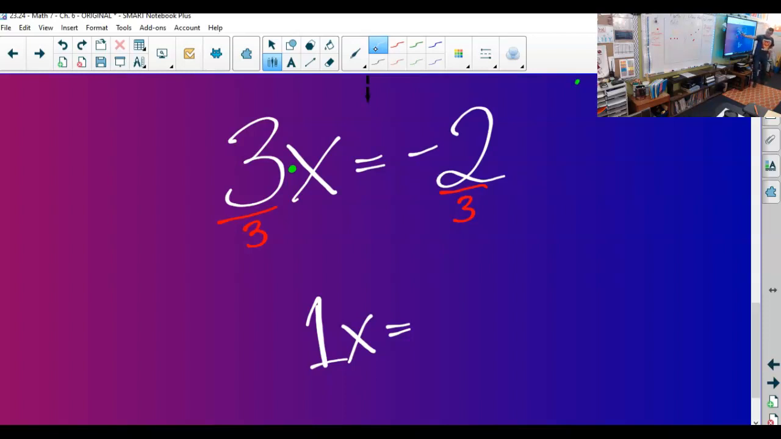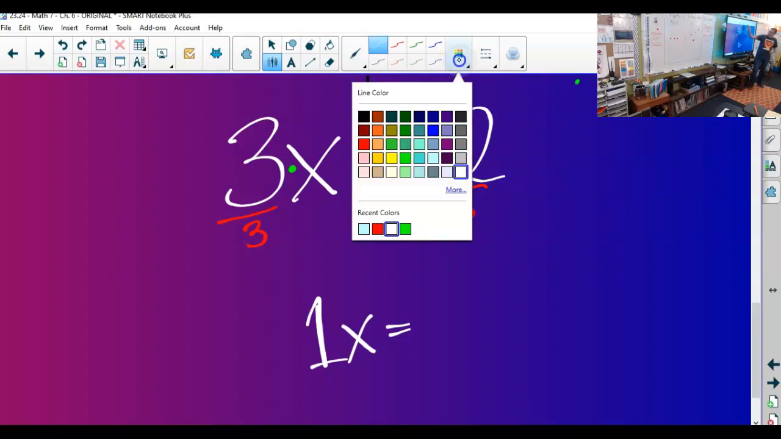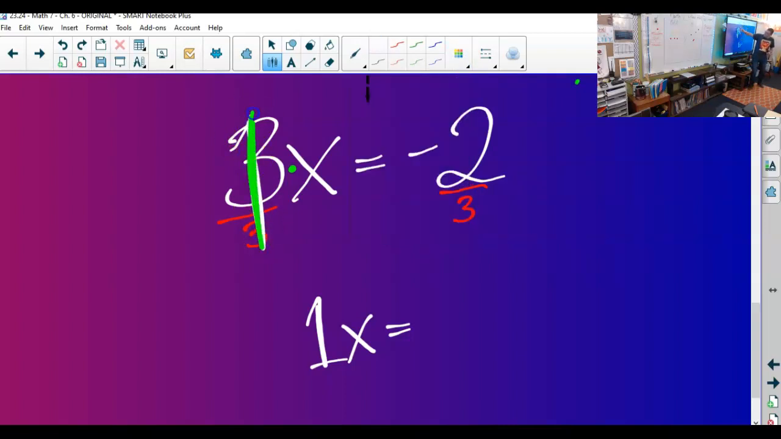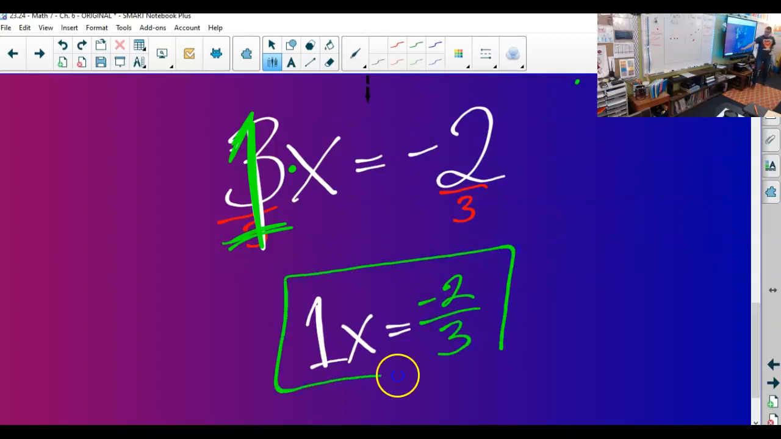If we want to get rid of 3 times, we can divide by 3, because what's 3 divided by 3? 1! This becomes 1. But I have to do it on both sides. So this side is still -2 over 3, which honestly I would leave as a fraction. I would not do anything else.